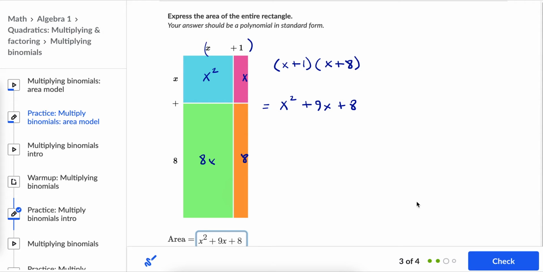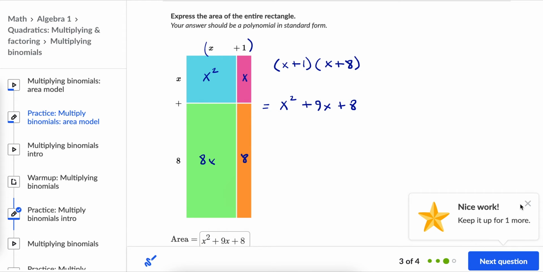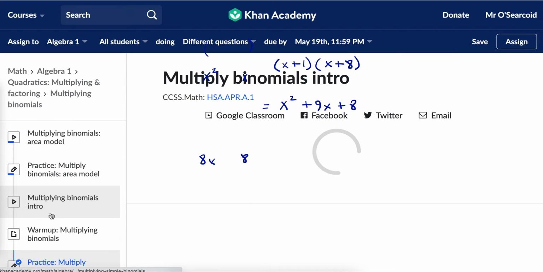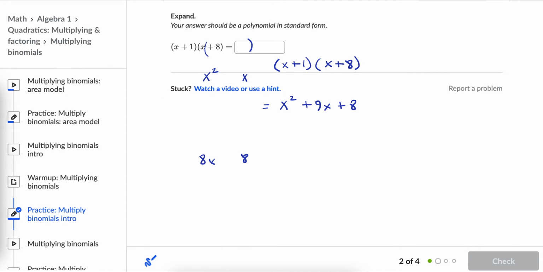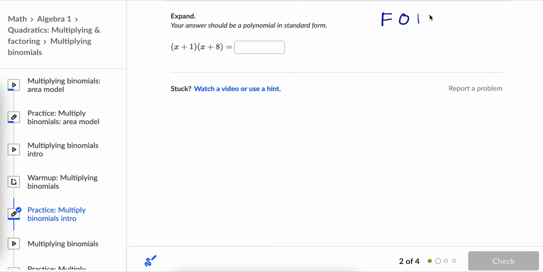All right, so moving on. The next part of this lesson, we're really looking at going more in depth with this whole FOIL idea. The same idea we had with the FOIL in the previous one: we looked at the first, outside, inside, and last.